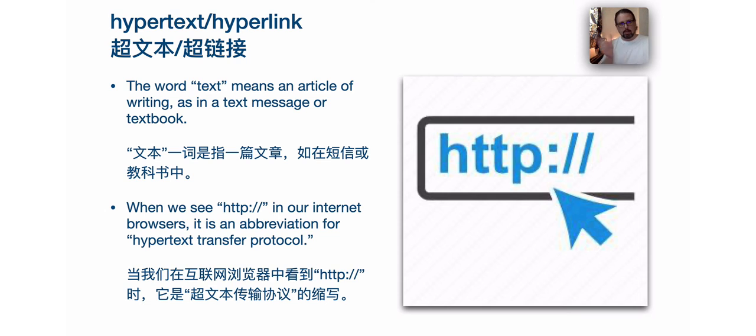Hyperbole. The next word is hypertext. Again, hyper means over and above. Sometimes it means like hyper speed, right? The word text means an article of writing, as in a text message or textbook. And when we see this string of characters here, HTTP, in our internet browsers, HTTP is an abbreviation for Hypertext Transfer Protocol. Hypertext.